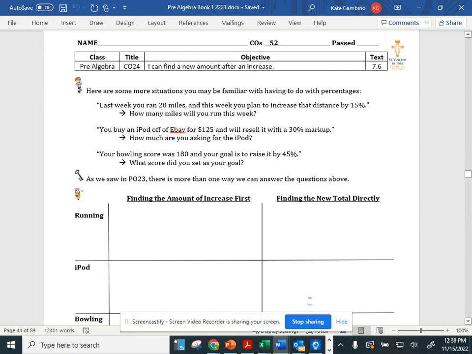Good afternoon. Today we are continuing on with Unit 4. We are doing CO24. I can find a new amount after an increase. So we start at one amount and we increase it. We pay a tip, we have a sales tax, we're increasing it for some reason.